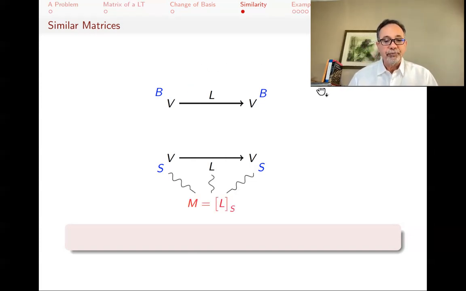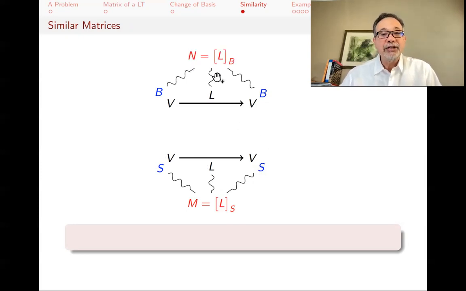So this is the matrix of L with respect to S and S. For shorthand, we don't write S comma S when the basis for the domain and codomain are the same. We just write the matrix of L with respect to S. M is the matrix of L with respect to this basis, and N is the matrix of L with respect to the other basis. Now, these are both matrices of the same linear transformation, but they may look very different because we use different bases to find them.